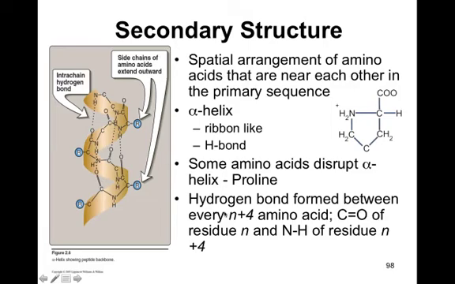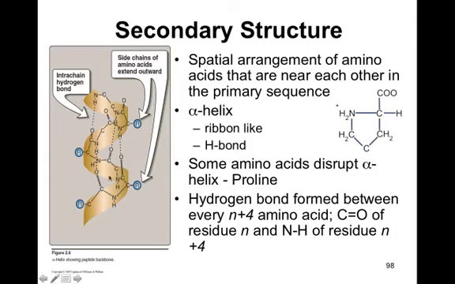So the way this hydrogen bond is formed is very specific. It is formed between every n plus 4 amino acid, which means the first amino acid is going to form a hydrogen bond with the fifth. The second amino acid is going to form a hydrogen bond with the sixth, and so on.